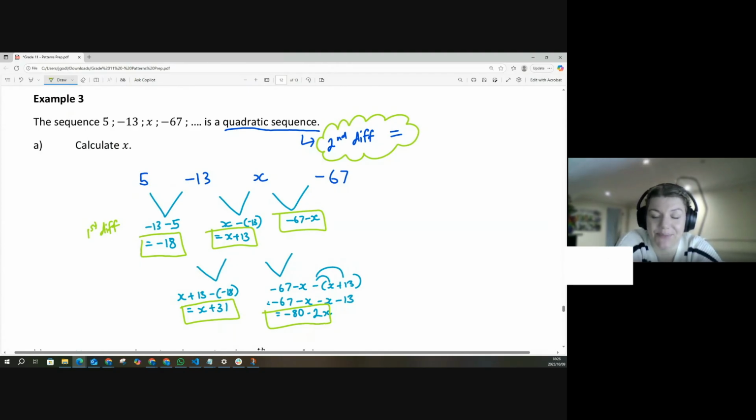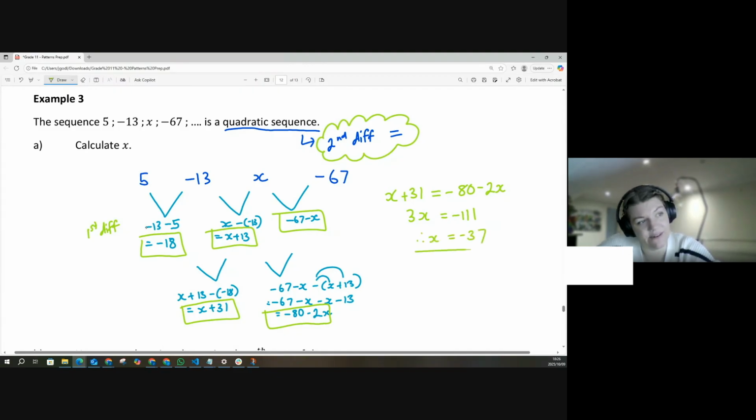Here we go. So we know those second differences are the same. So we know that x plus 31 is the same as negative 80 minus 2x. So that means that 3x is equal to negative 111. Therefore, x is equal to negative 37.